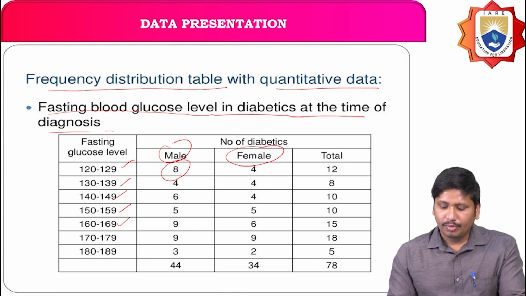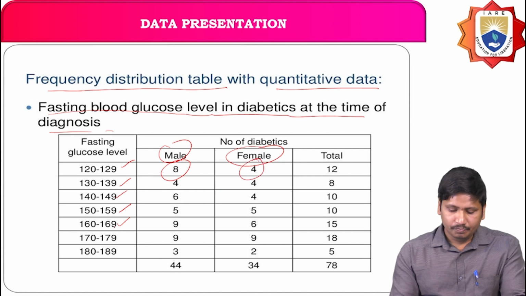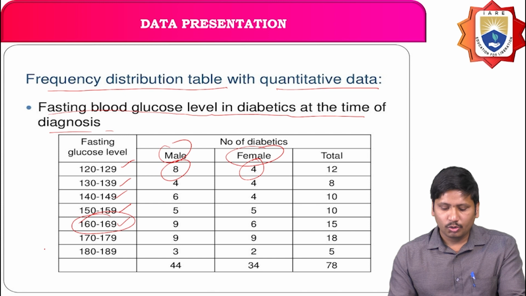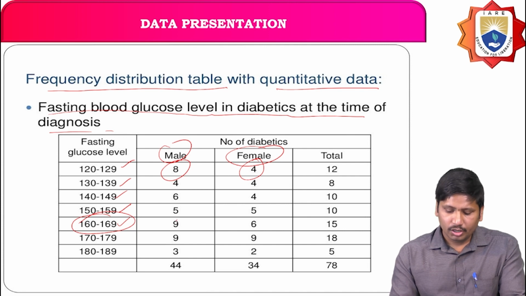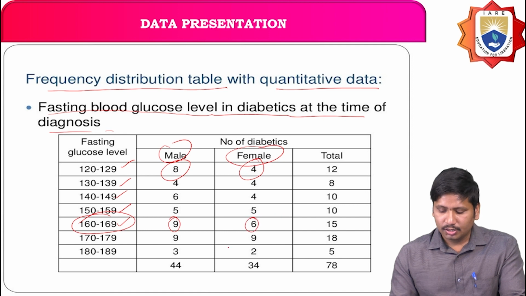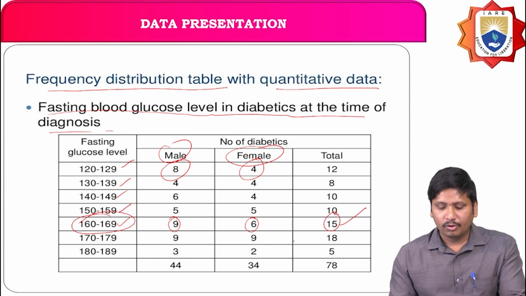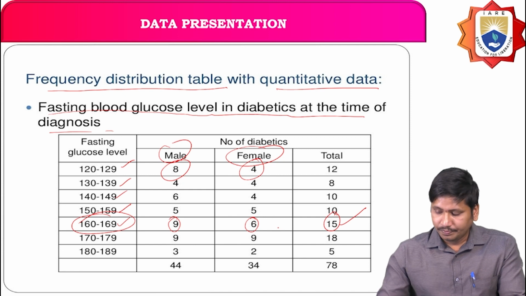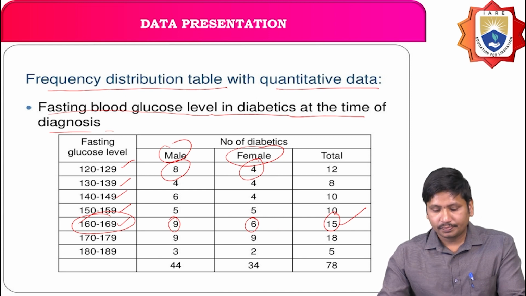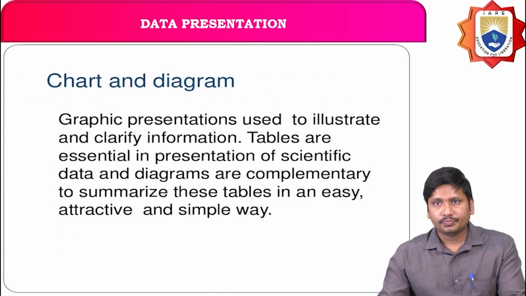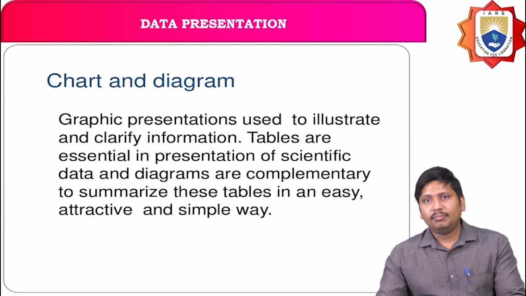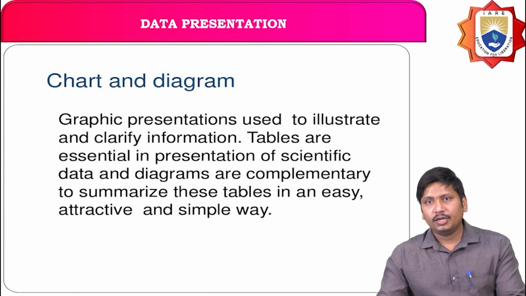So the number of people between 120 and 129, the frequency for males is 8. Similarly, the number of females will be 4. Similarly, I can find the frequency for 120 to 169, how many males are available and how many females are available. For that, you have to note 9 here and 6, totally 15. So like this I can construct a frequency distribution table by considering quantitative data. Once the table representation is completed, we have to move on to charts and diagrams.